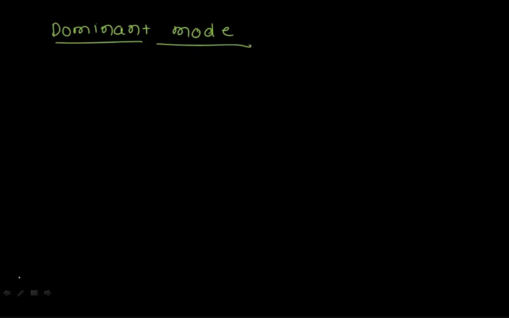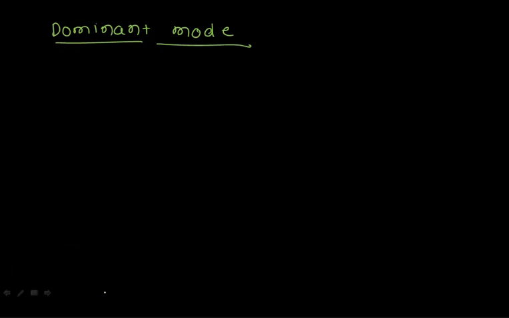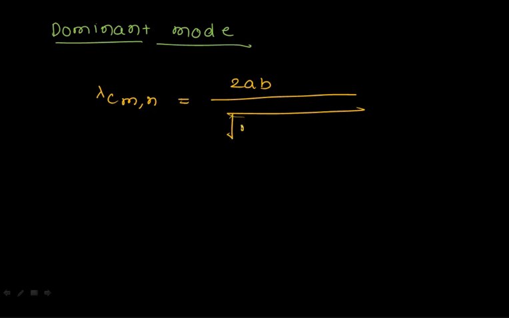Now how am I going to find out the dominant mode? A mode is said to be a dominant mode when the cutoff wavelength acquires a maximum value. And what is the cutoff wavelength? Lambda cmn is equal to twice ab divided by the square root of m square b square plus n square a square. So I'll assume each and every mode. 00 does not exist, that's why I'm not going to take that example.